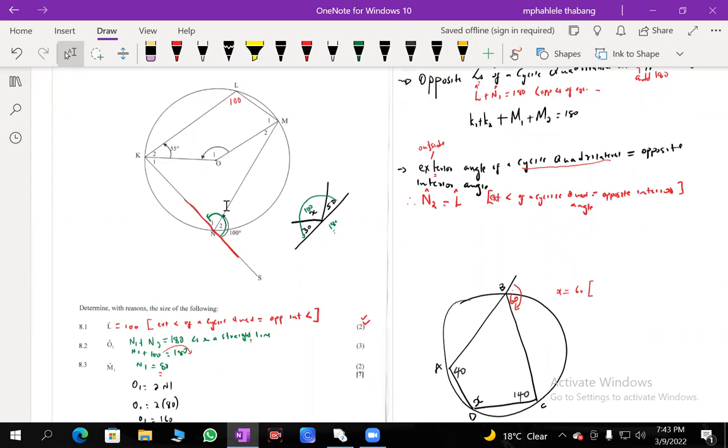Then angle M1. How can we find angle M1? Let me just write 160 here on O1. How do we find angle M1, guys? Anyone? How do we find angle M1?